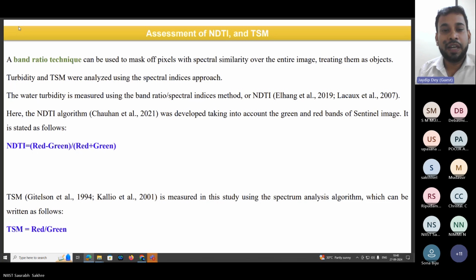Turbidity and normalized difference turbidity index are other water quality parameters. This normalized difference turbidity is a band ratio technique. We used the red and green bands to create this arithmetic operation, the normalized difference turbidity index, and total suspended matter. Here we used the red band upon the green band.